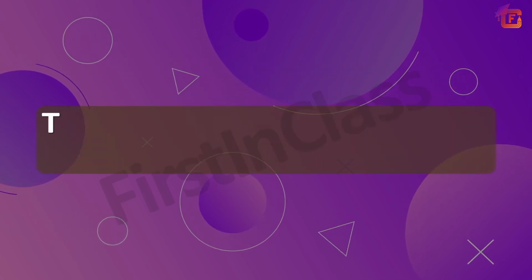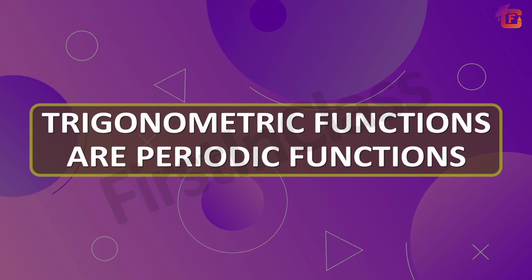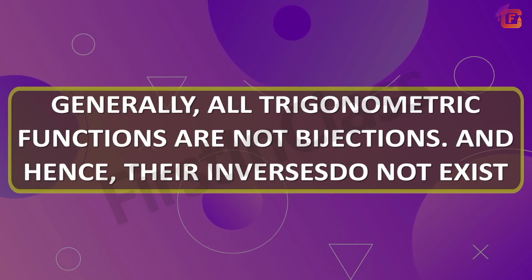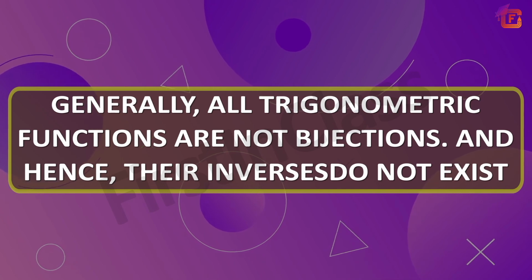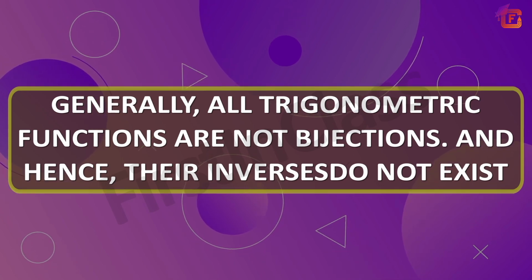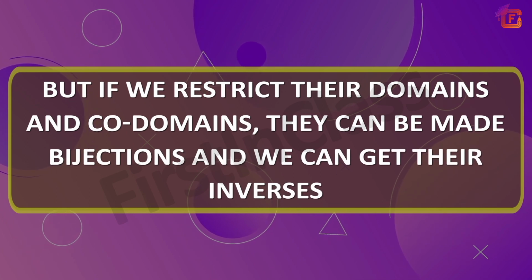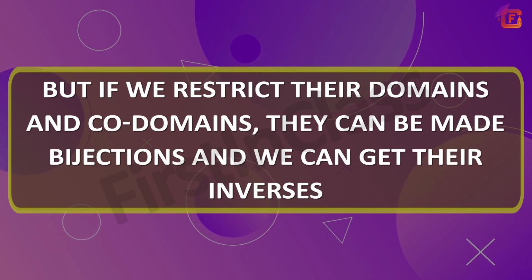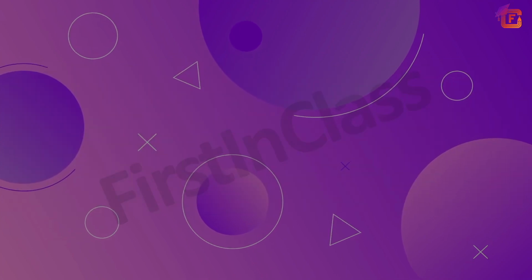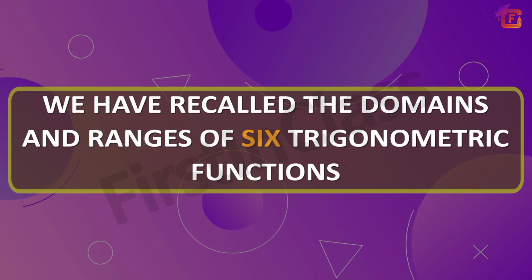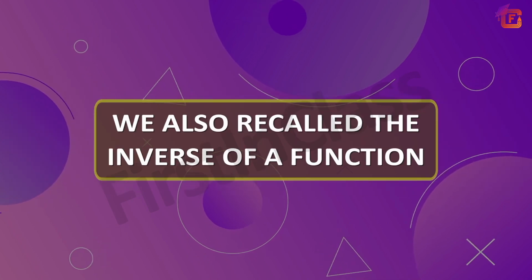Learners, we know that trigonometric functions are periodic functions, and generally all trigonometric functions are not bijections, and hence their inverses do not exist. But if you restrict their domains and codomains, they can be made bijections, and we can get their inverses. So learners, in today's video, we have recalled the domains and ranges of 6 trigonometric functions. We also recalled the inverse of a function. Thank you for watching this video.